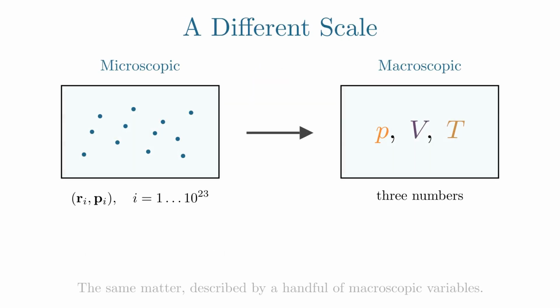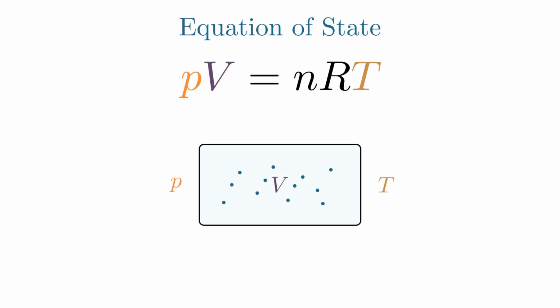Fortunately, we're already familiar with one important example, the ideal gas law, PV equals nRT, where P is the pressure, V is the volume, n is the amount of gas in moles, T is the absolute temperature in Kelvin, and R equals 8.314 joules per Kelvin per mole, which is the ideal gas constant.